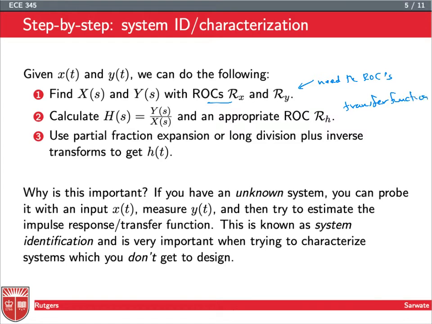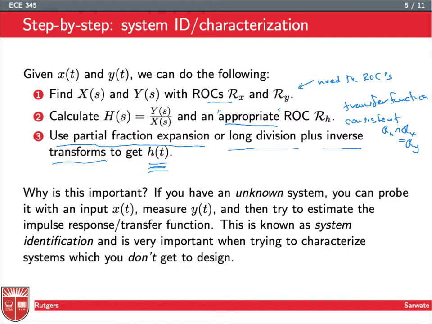And then we need the appropriate, what we were calling consistent ROC, RH, so that RH intersect Rx is equal to Ry. And then the final step is of course to use partial fraction expansion or long division or just straight up taking the inverse transform to get your final h of t. Right? And so that's the three-step process. You take Laplace transforms, divide, take the inverse Laplace transform, and do whatever work you need to get the inverse Laplace transform.